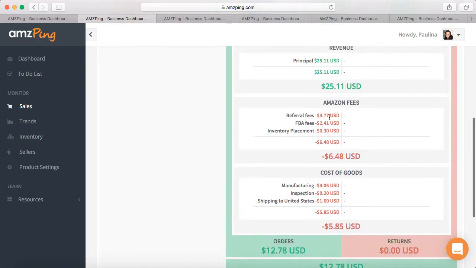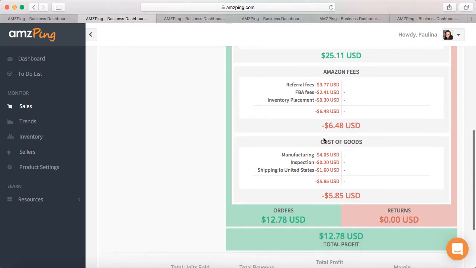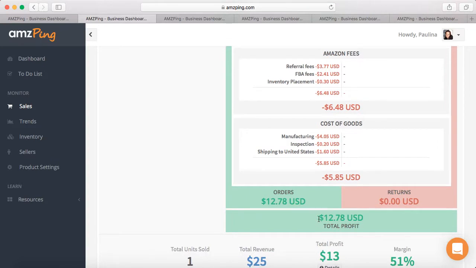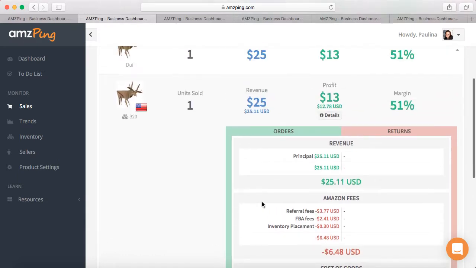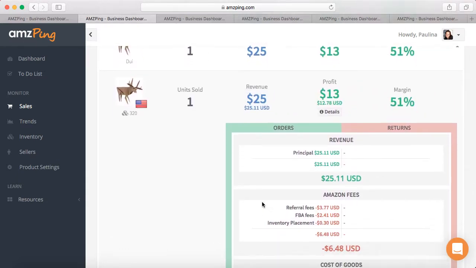Then the Amazon fees were that much. Then the manufacturing, your cost of product is $4.05. You paid for inspection, you paid for shipping, and in total your profit for this one sale is $12.78. Okay? So now imagine a refund comes for the same item.